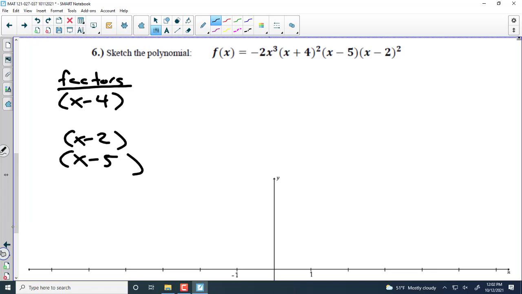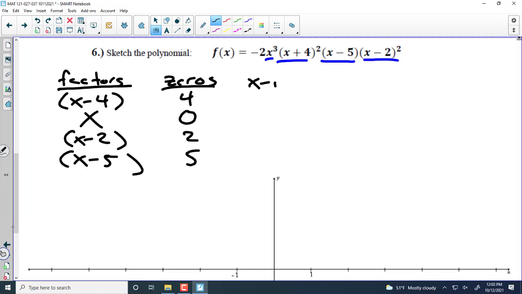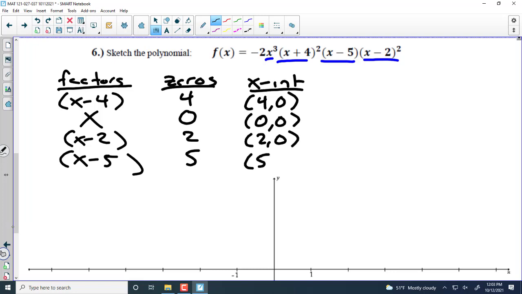Is my graph going to work out okay? No, what happened? I forgot one, and I forgot the one that's the easiest one to forget because it doesn't look like a regular factor. These look like factors. That one doesn't look as much like a factor, but it's just as important, the x in front. So my zeros are 4, 0, 2, and 5, and my x-intercepts are (4, 0), (0, 0), (2, 0), (5, 0).